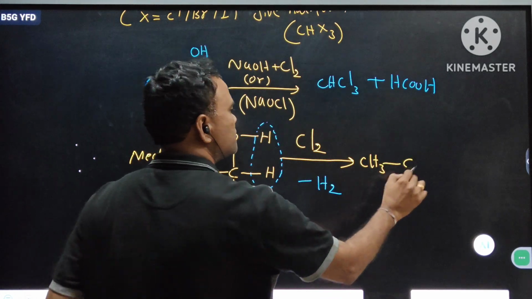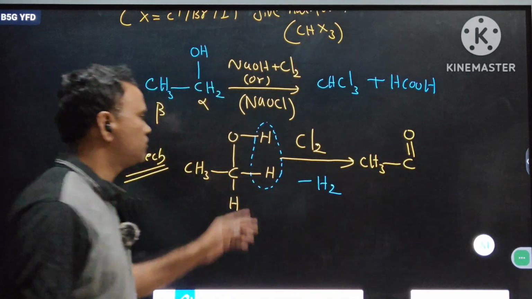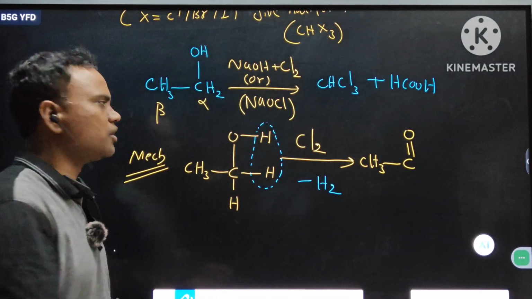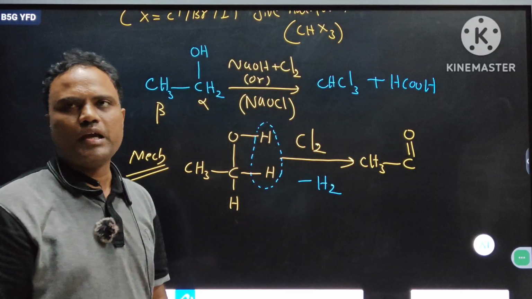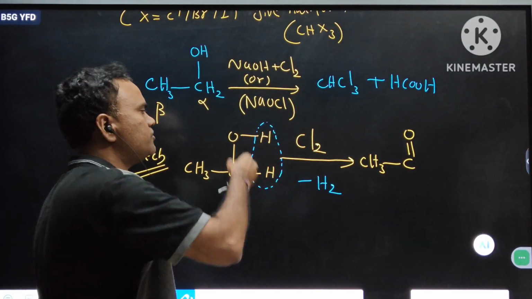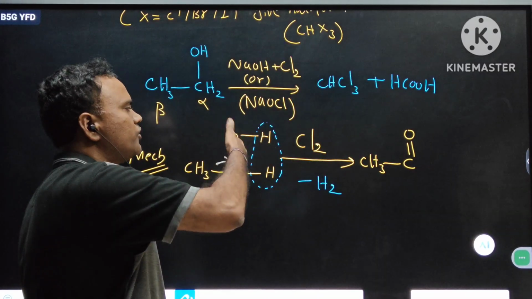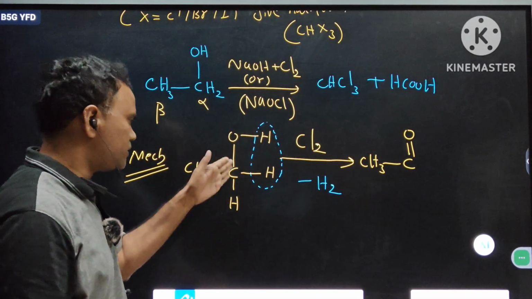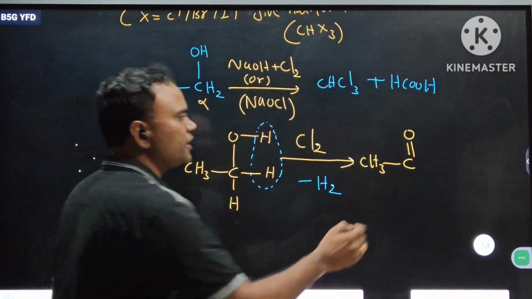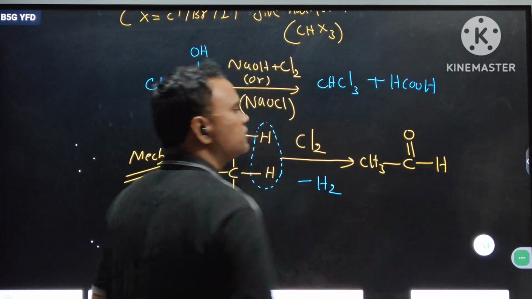CH3 C double bond O. Here you will get a double bond because you are removing two atoms here. At the site of removal of two atoms, you have to put one bond. When you remove two atoms, you have to put one bond, right? And this hydrogen is the same as it is. I am writing this hydrogen like this.